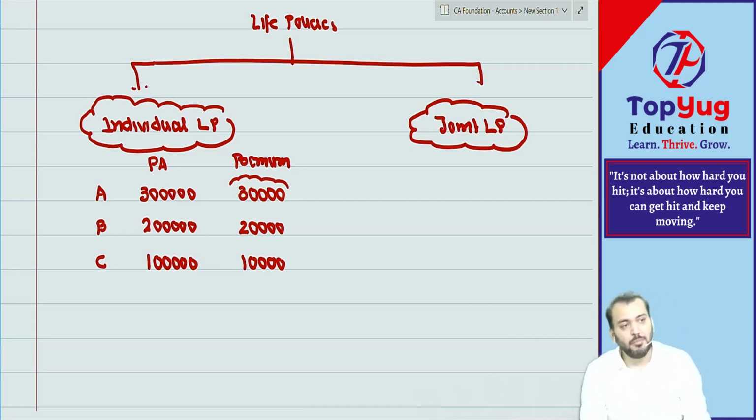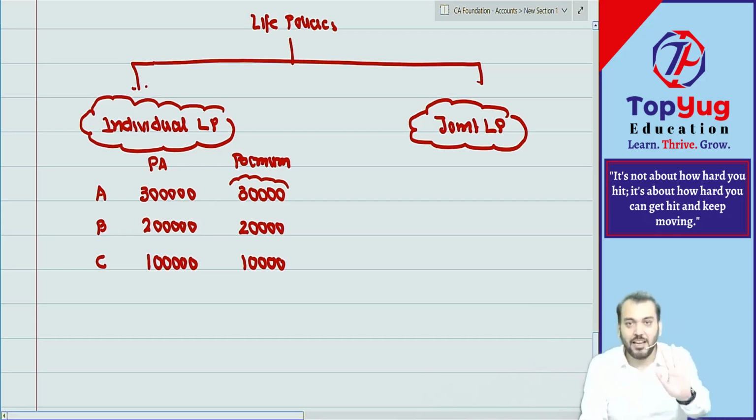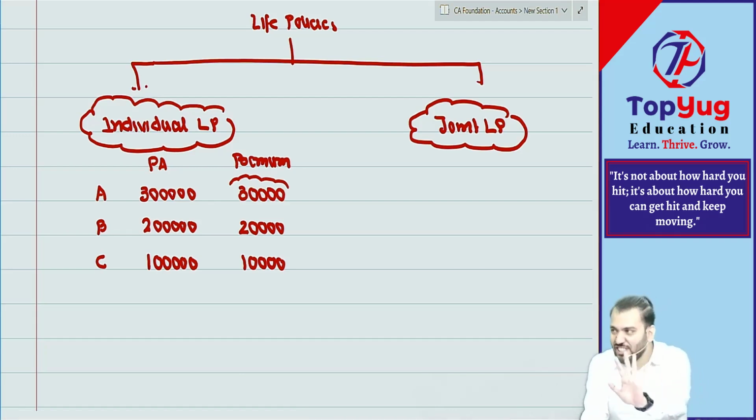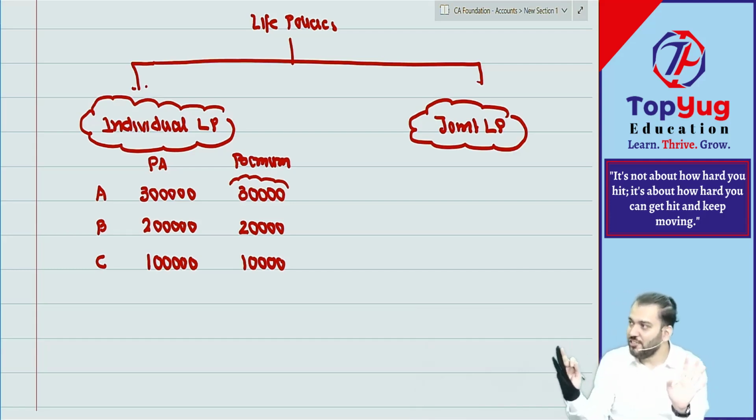Now my question to you all: suppose A died. So how much will the insurance company pay? Suppose A died. How much? 3 lakh. To whom? To A or the partnership firm? So does this 3 lakh belong to A or ABC? Understood? I have not said anything.